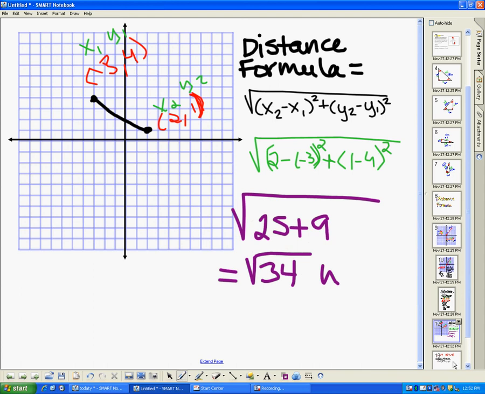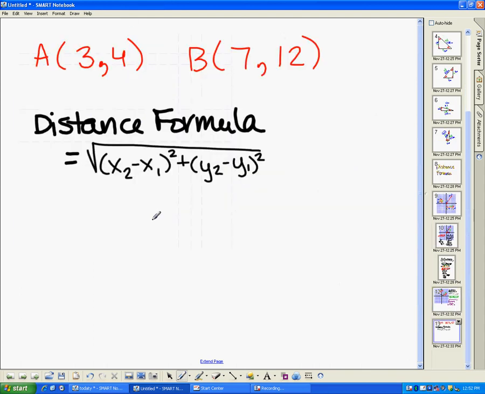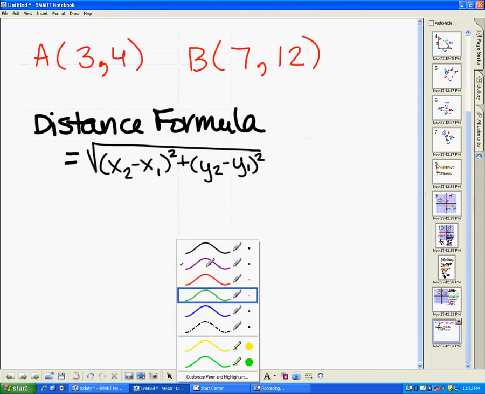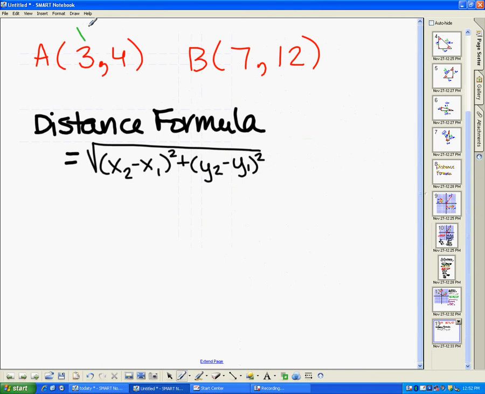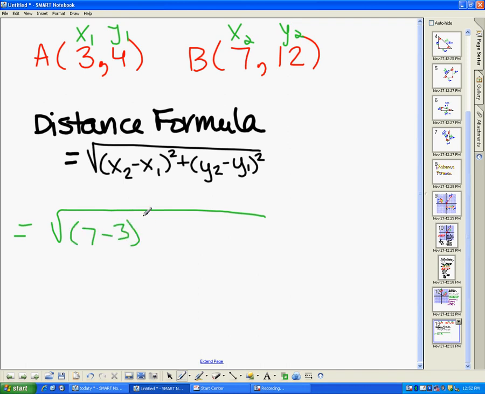All right. So then let me give you another one. Again, sometimes just the points are going to be given, so this is where the distance formula comes in handy. I'm going to call this x1, y1, and then I'll call this one x2 and y2. And I'm going to go ahead and plug everything in here. So it's going to be the square root of x2, which is 7, minus x1, which is 3, and we're going to square it, plus y2, which is 12, minus y1, which is 4, and then we're going to square that.